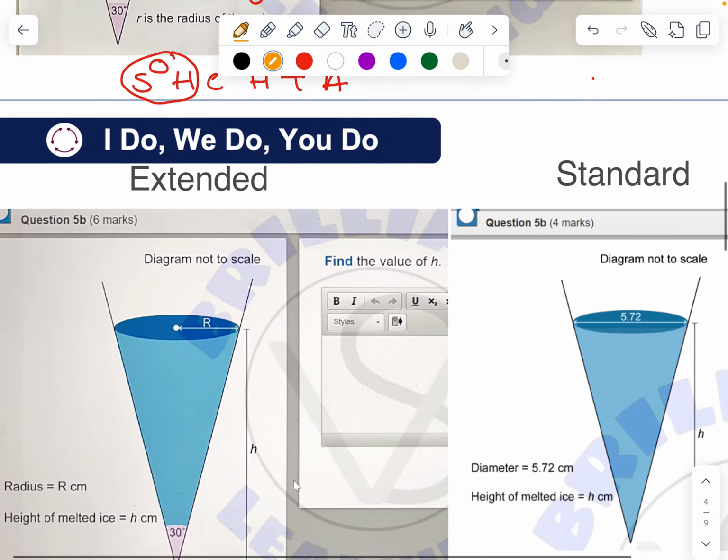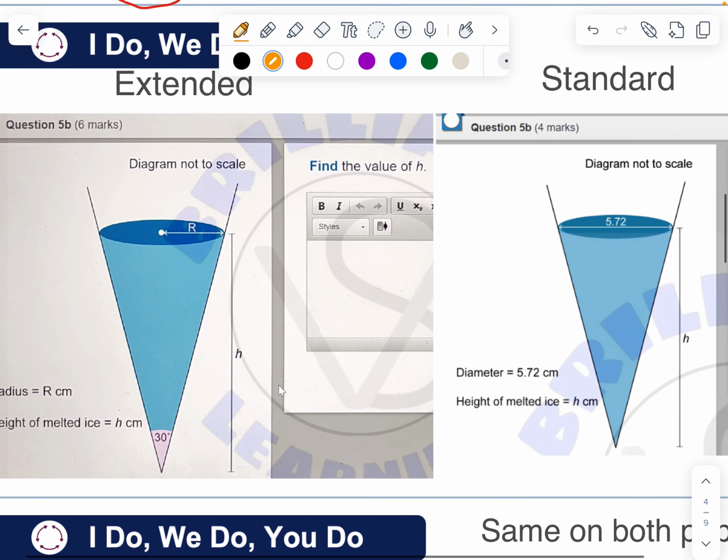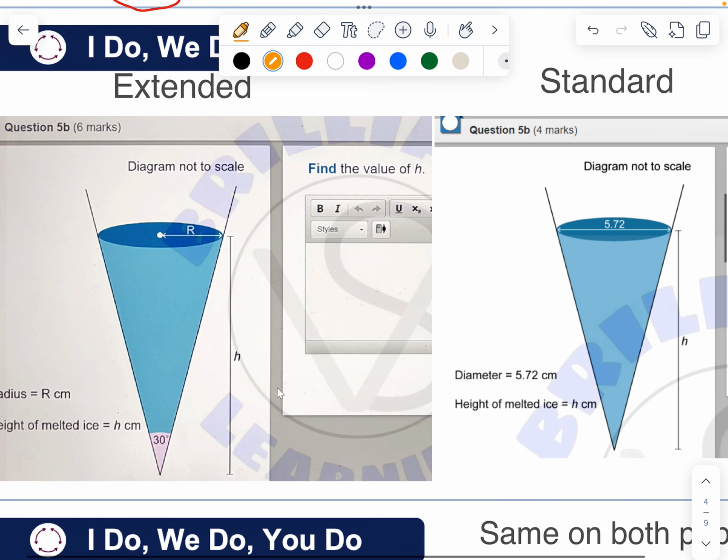So the next part of this question is where it gets a little bit different now. The extended paper changes, but the standard paper, they both change. The standard paper is a little bit easier than the extended. If you look now, it says that the ice is melted and it's gone into the cone. So this is now water. In extended, it doesn't give you the radius, but in the standard, it gives you the diameter.